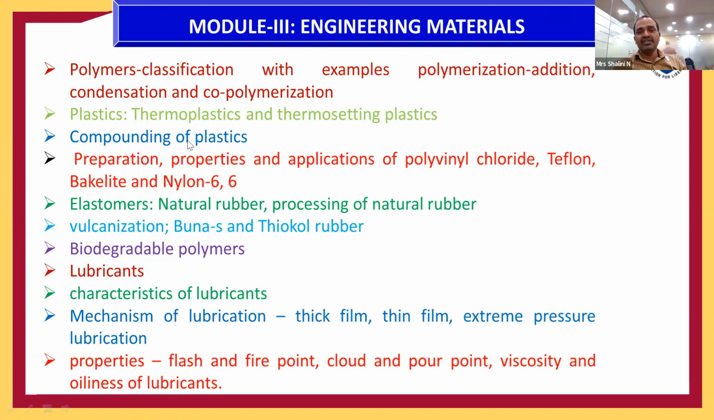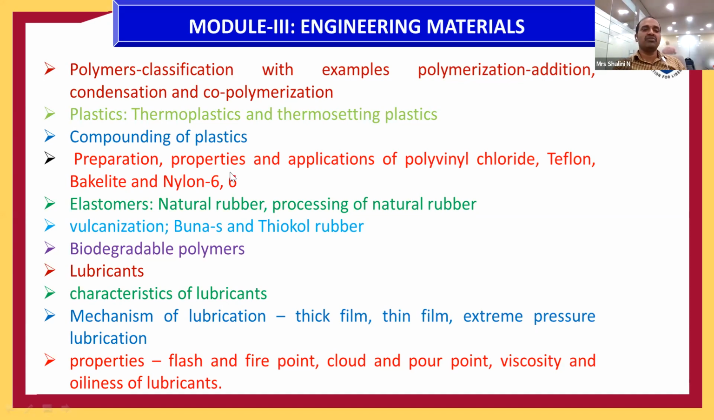Next one is the difference between the thermoplastics and thermosetting plastics, which is very important. And next one is compounding of plastics. Compounding of plastics means in the molding process we are adding some additives, then they will show their properties. That compounding of plastics are resins, plasticizers, fillers, and pigments, antioxidants, fire retardants, catalysts, etc. These all are the compounding of plastics.